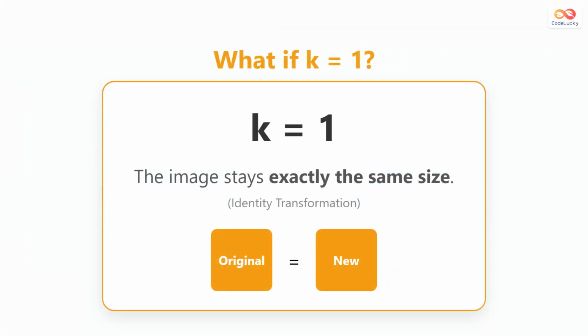What happens if the scale factor is exactly 1? Since multiplying any number by 1 gives you the same number, the size does not change. The new image is congruent to the original image. We often call this an identity transformation because the figure remains identical in size and position.